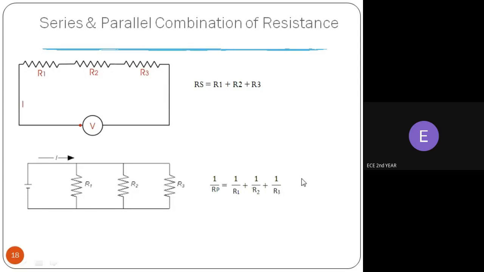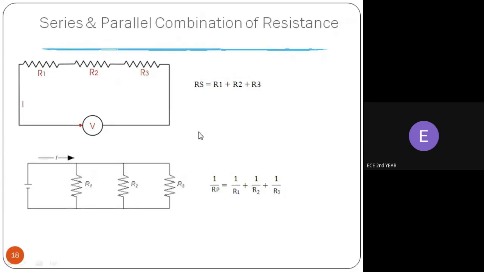Here the total parallel resultant resistance value is less than the individual resistance. So this is the property of parallel combination: the total resistance is less than the individual resistance.